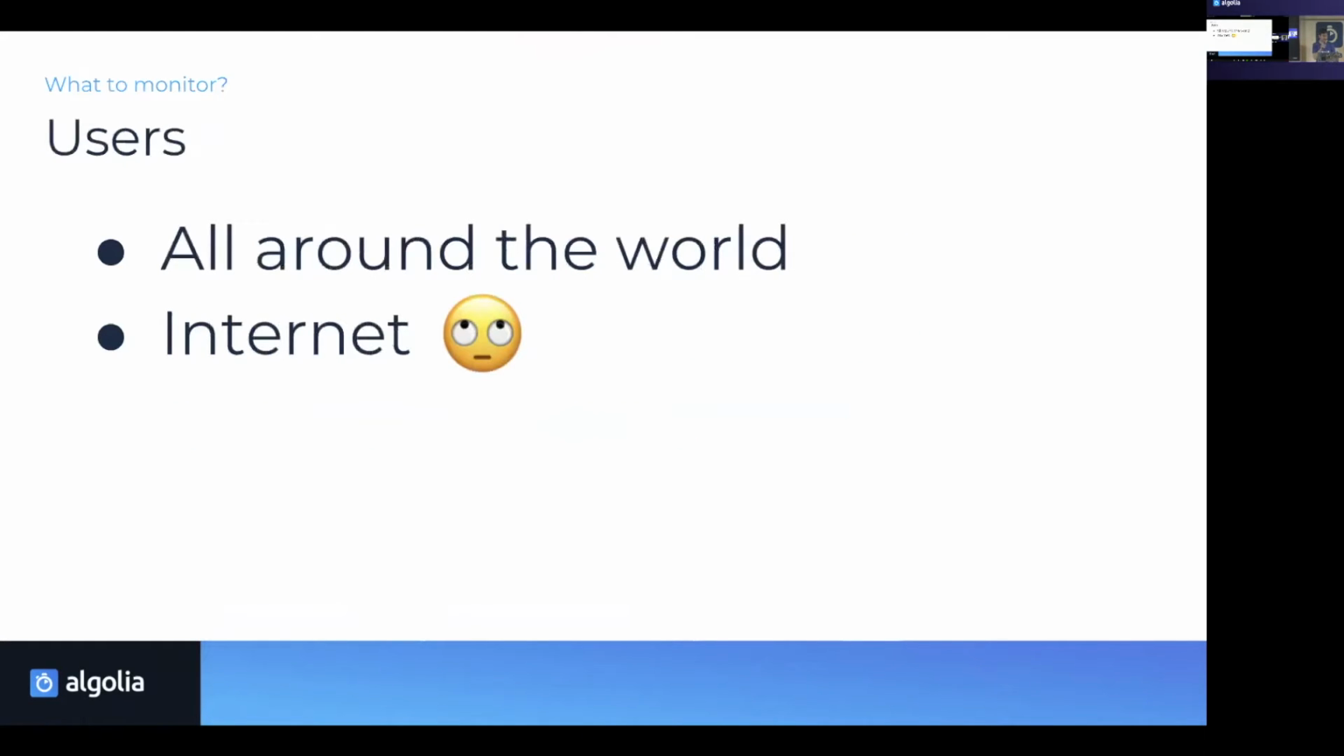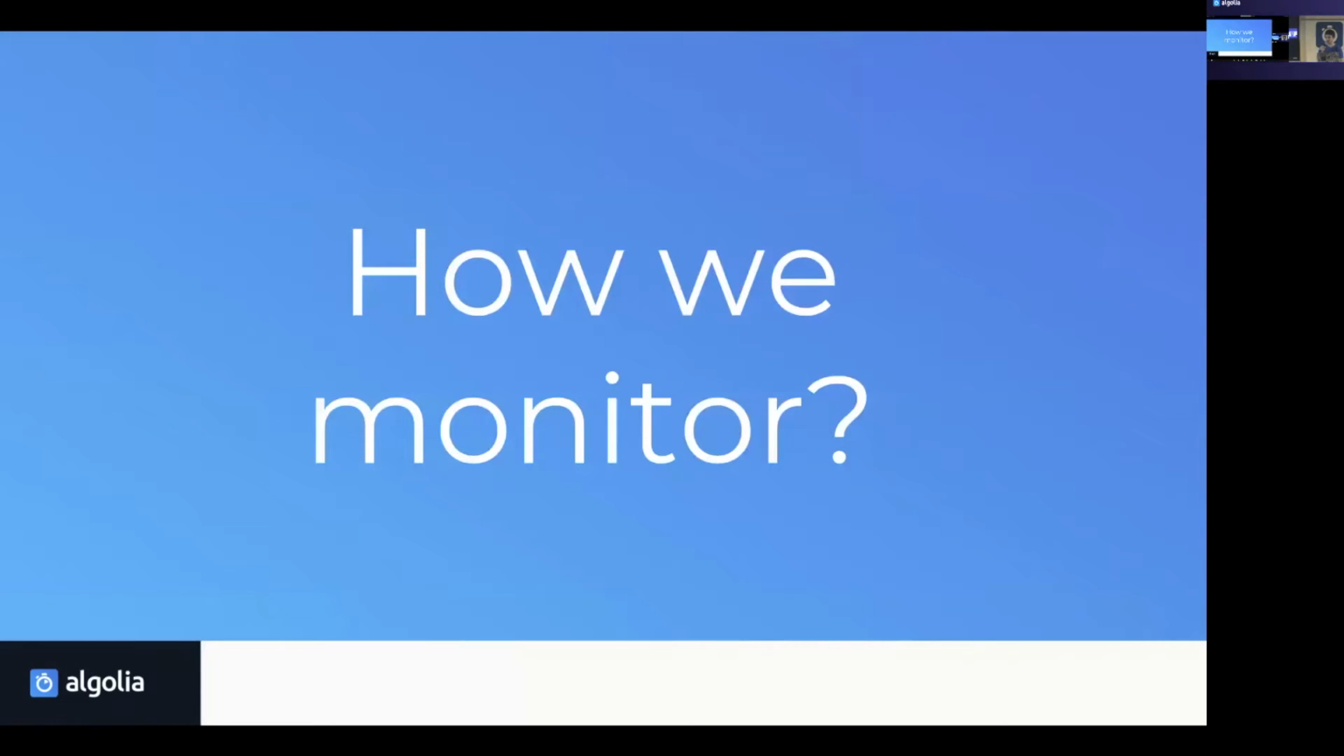And last but not least, users. As you probably know, they are all around the world, and you probably know that the internet is not very reliable. You can have very high latency, even if you are geographically close. So we want to be able to have at least an idea of how specific groups of users are behaving for a specific cluster, or at least all our clusters. So how do we do that?